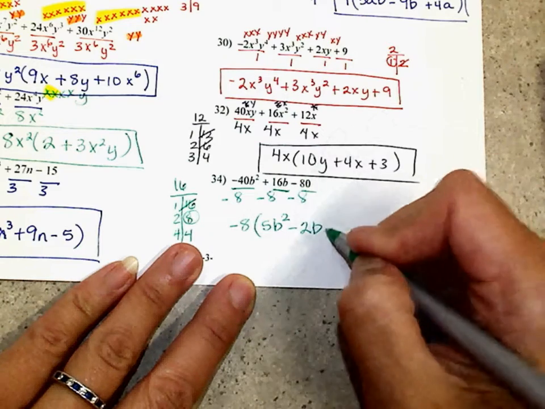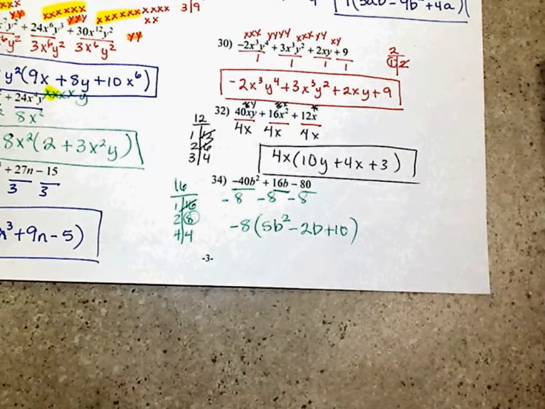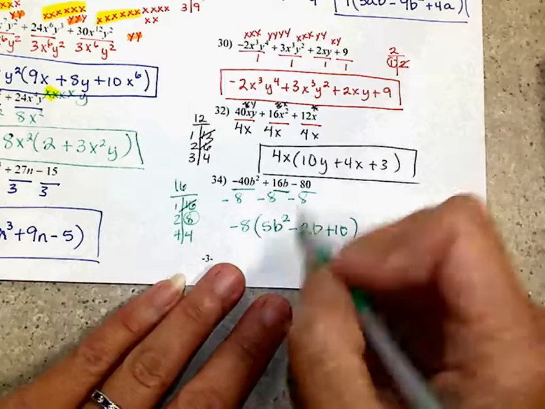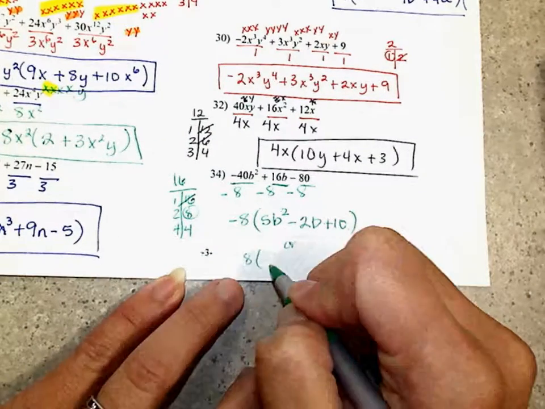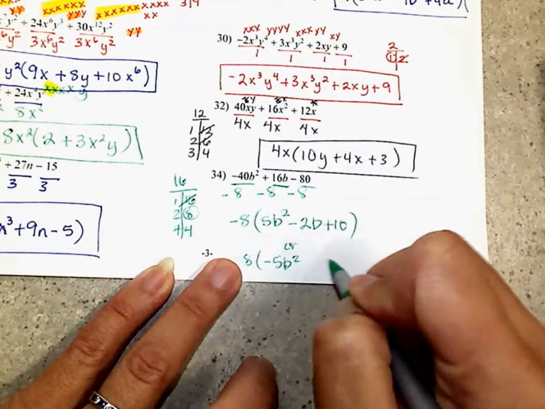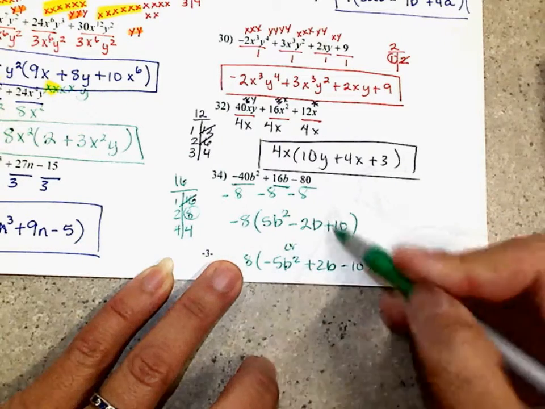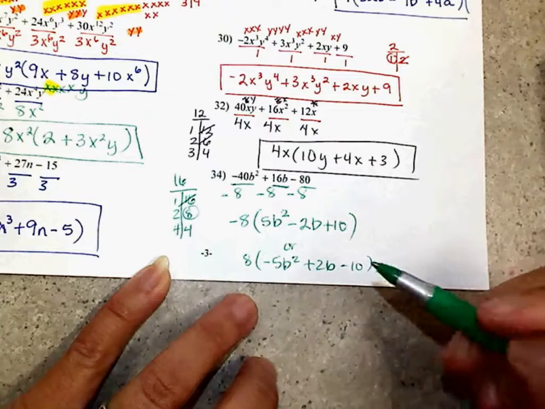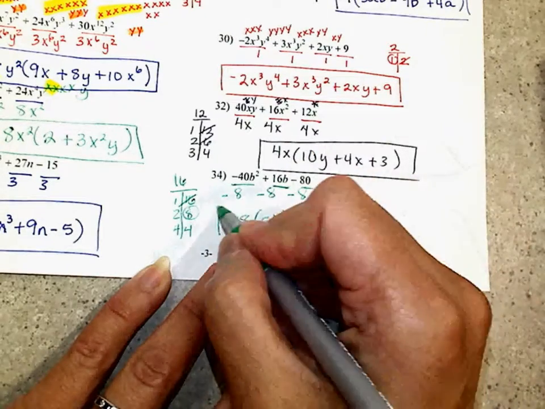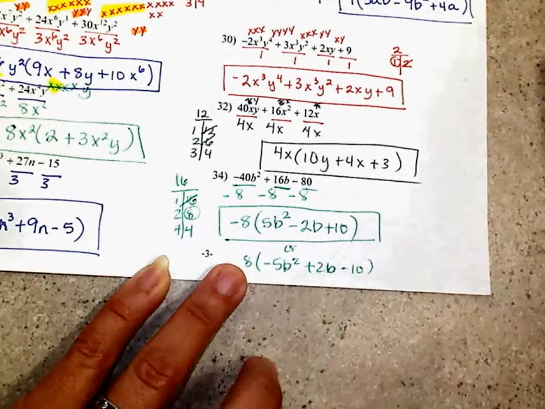Now, if you had factored out a positive 8, your answer will look like this: negative 5b squared plus 2b minus 10. See how the signs change just because you took out a different number. I prefer this one, but I will not count that one wrong. And there you have page 3.